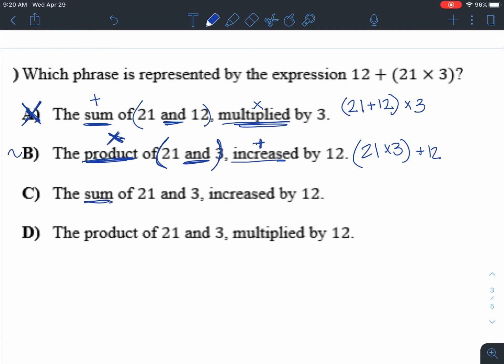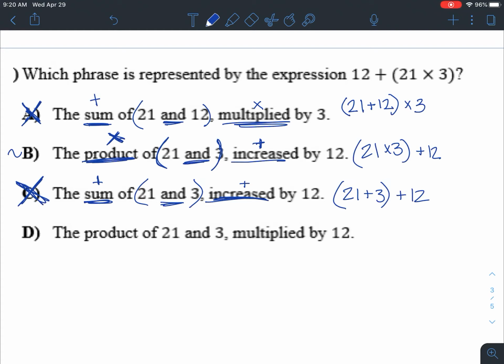C, the sum, so we're adding, of 21 and 3, we're grouping that together, increased by 12. So I'm going to go ahead and put a plus because we already discussed increase. Okay, putting it all together, 21 plus 3 plus 12. Does that match our expression? Not quite, because we have to multiply the 21 and 3, not add them. So let's go ahead and cross out C.